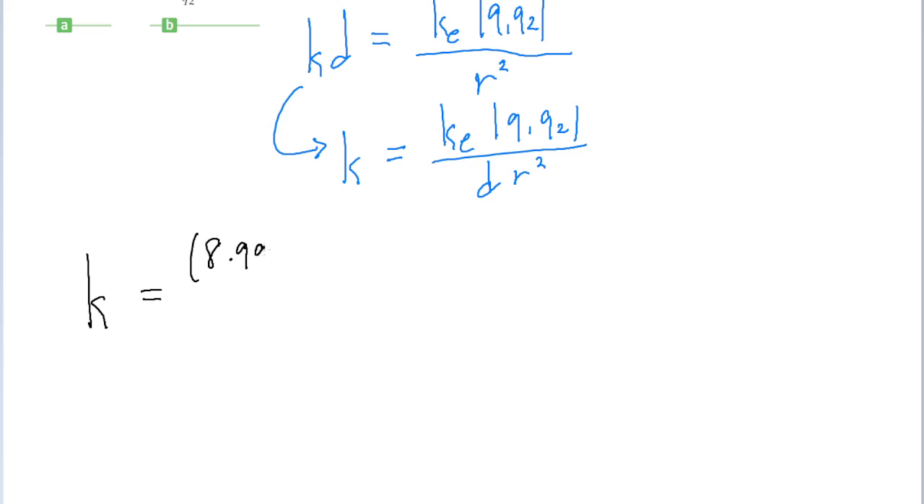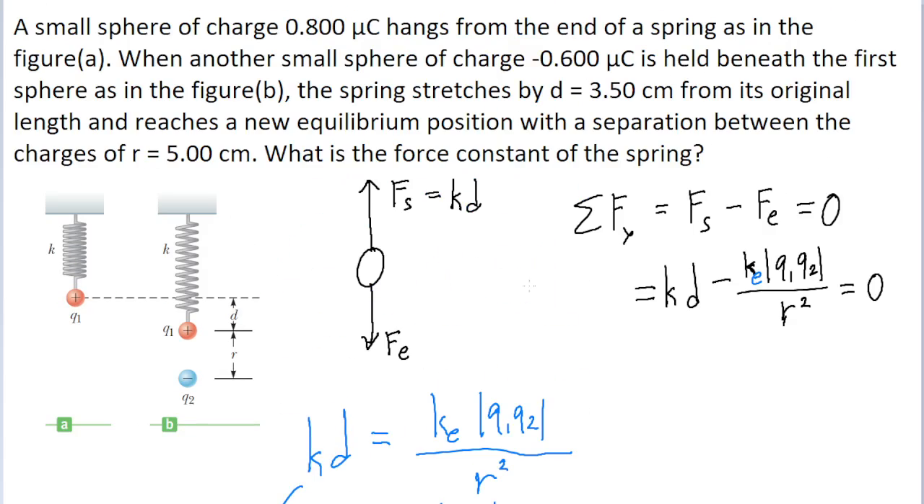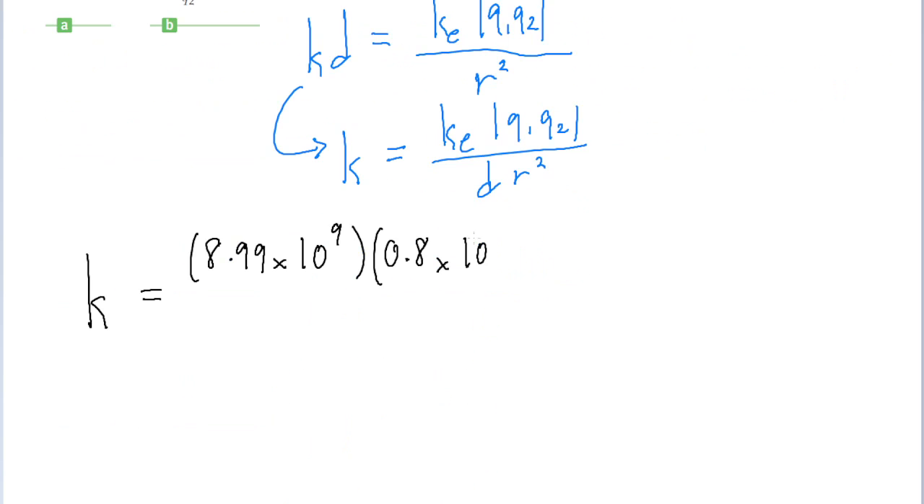So the Coulomb constant has a value of 8.99 times 10 to the power of 9 newton meter squared per coulomb squared, multiplied by the magnitudes of the charges. So the positive sphere has a charge of 0.8 microcoulombs, so it's times 10 to the power of negative 6 coulombs, multiplied by the magnitude of the charge on the negative particle, which is given as 0.6 microcoulombs. So again, times 10 to the power of negative 6 coulombs.